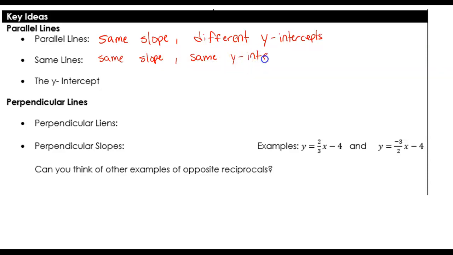Now this might not always be apparent. Sometimes they could be in slope-intercept form or they could be point-slope form. And then the y-intercept on parallel lines, it moves up or down. We can shift.